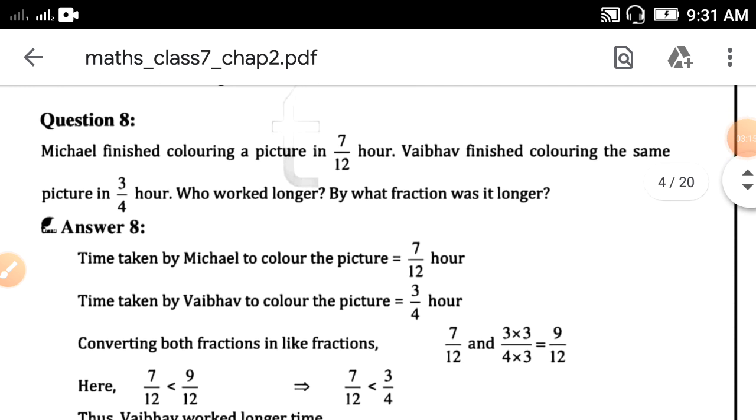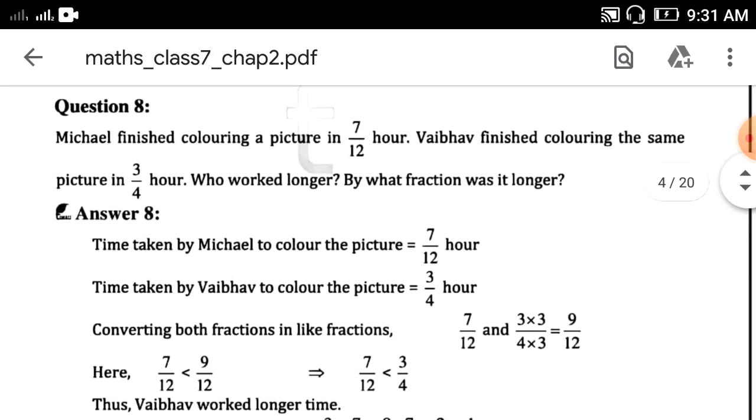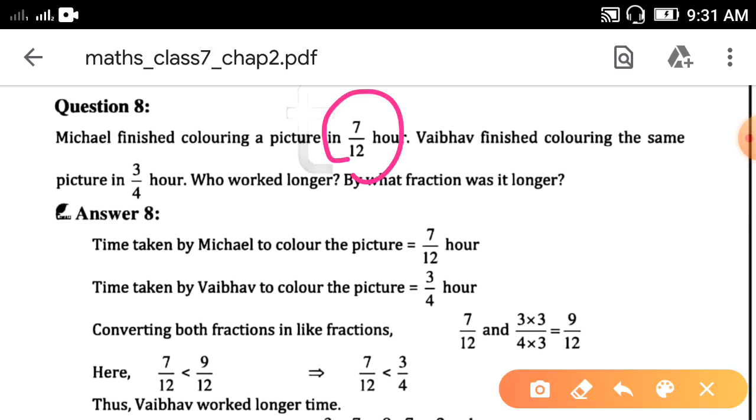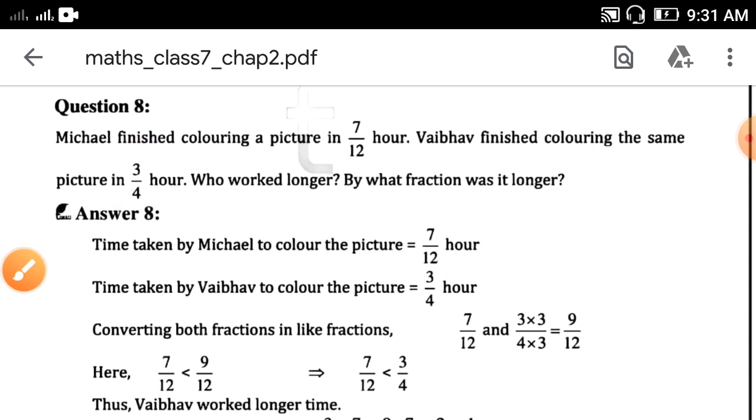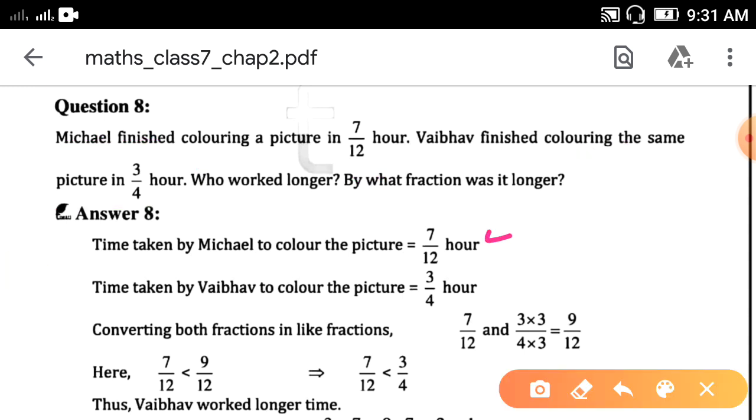Michael finished coloring a picture in 7/12 hours. Vaibhav finished coloring the same picture in 3/4 hours. Who worked longer? By what fraction was it longer? Time taken by Michael to color the picture, time taken by Vaibhav. Who worked longer? It means whose fraction is greater.